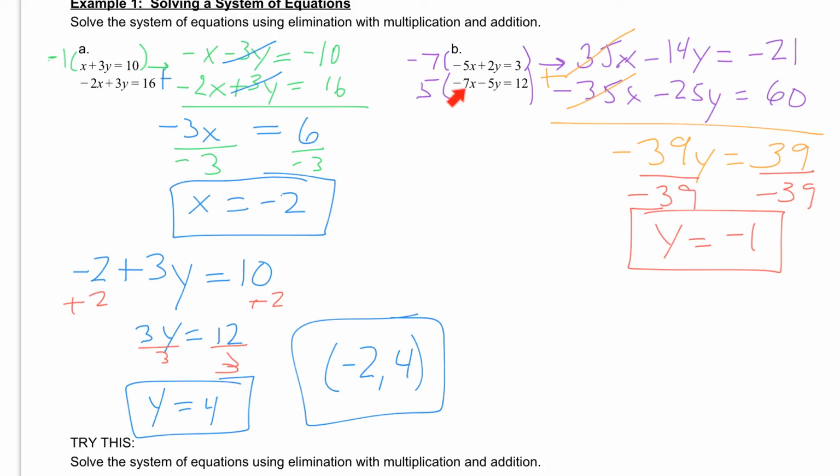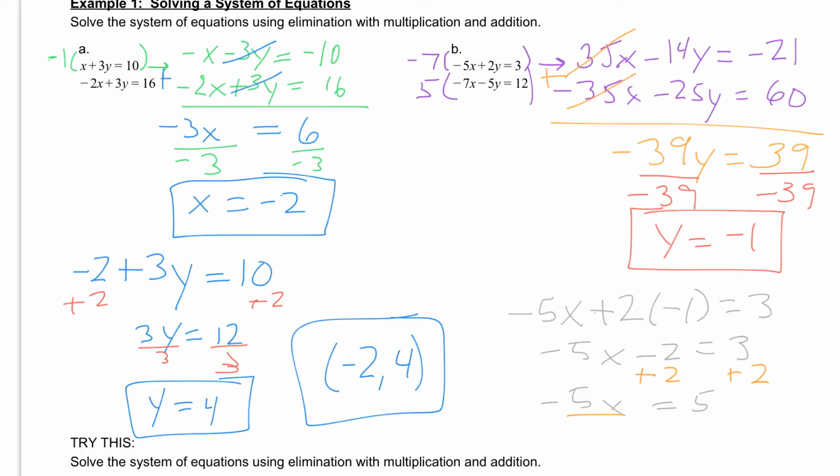Remember, I can plug it into either one of these equations. I'm just going to go ahead and do the first one. So I'm going to take negative 5x plus 2, and I'm going to replace my y value with the y that I have, which is negative 1, and that's equal to 3. Solving for x, I get negative 5x minus 2 equal to 3. Then I need to go ahead and add 2 to both sides, and I get negative 5x equal to 5.